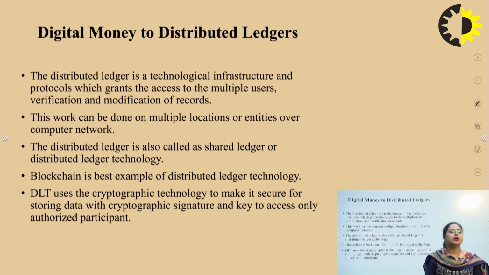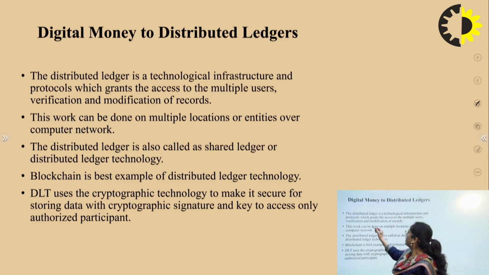Next is digital money to distributed ledger. What is digital money? The digital money which we use in the form of Bitcoin, in the form of Litecoin, these are cryptocurrencies, these are the digital money. Distributed ledgers are nothing but the record books which are stored at every node.